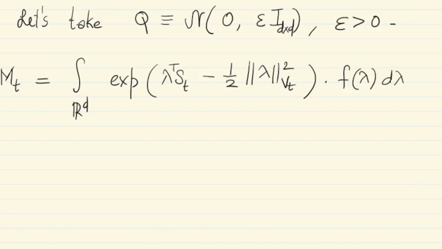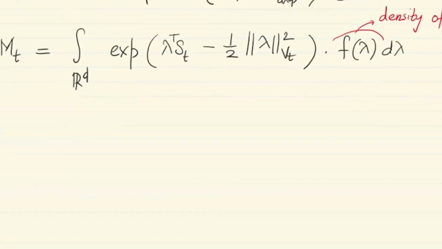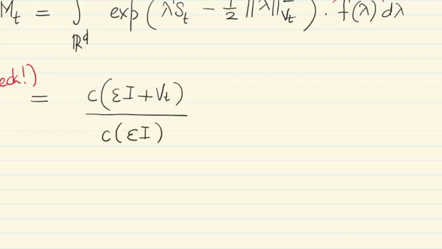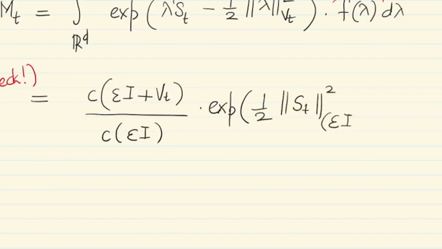So f(lambda) is a notation for the density of the Q measure, which is the multivariate normal with covariance epsilon I. And after some straightforward linear algebra, which you can verify, you can show that this is exactly equal to the determinant of epsilon I divided by the determinant of epsilon I plus V_t, into, remarkably, e raised to half S_t squared (epsilon I plus V_t) inverse.